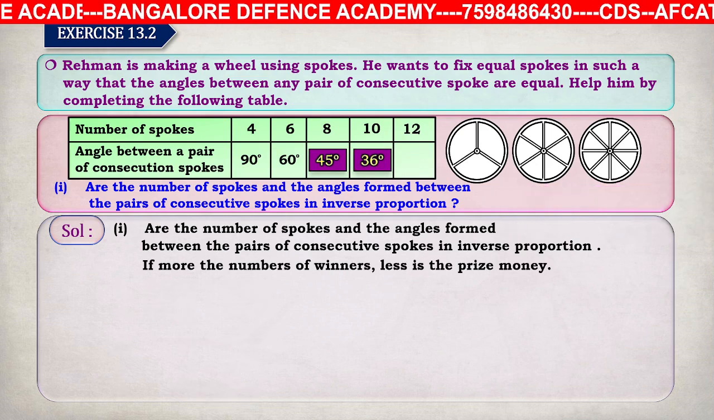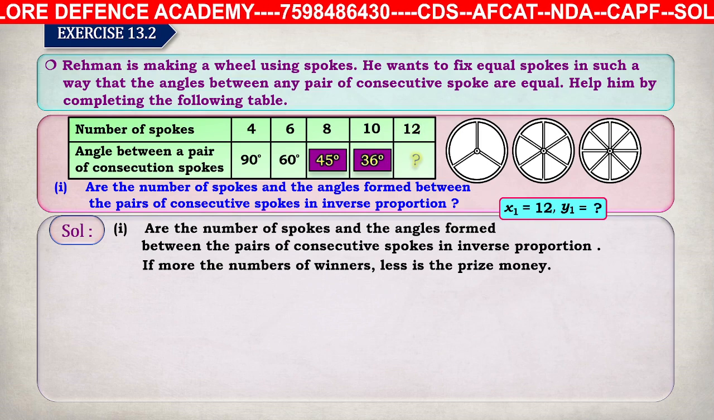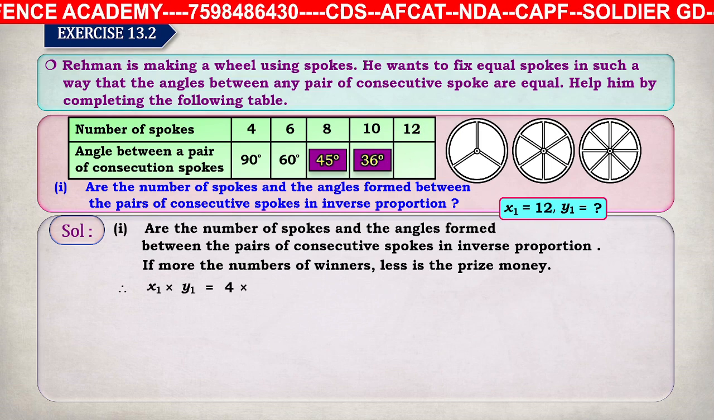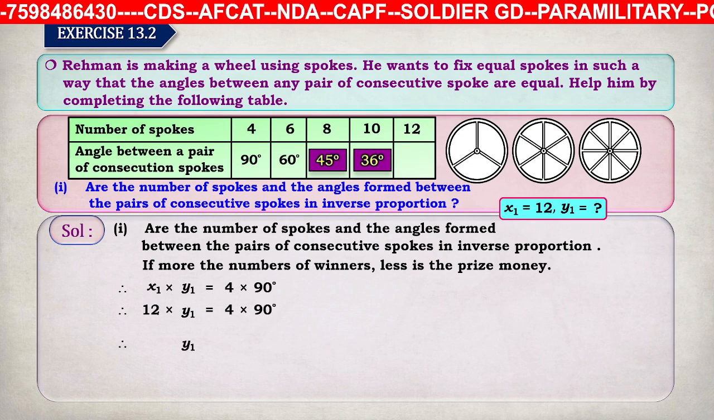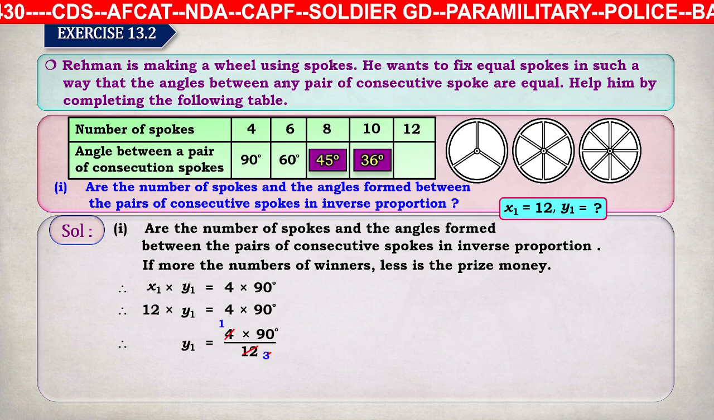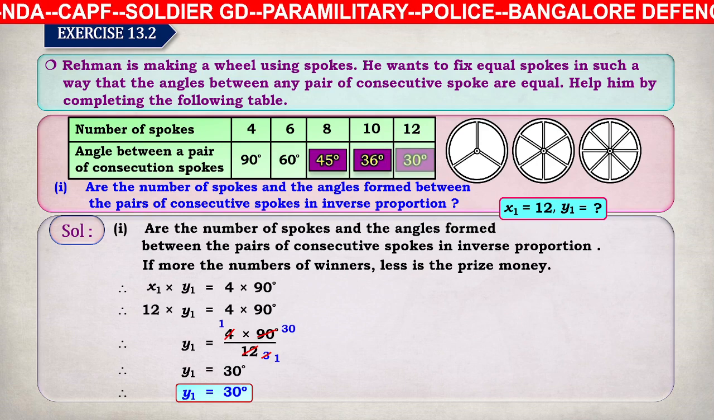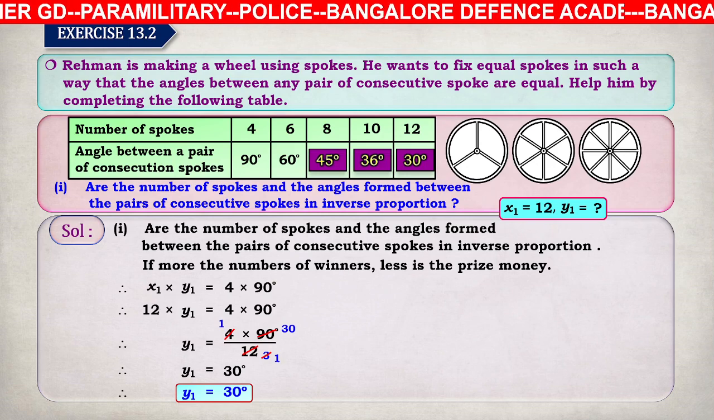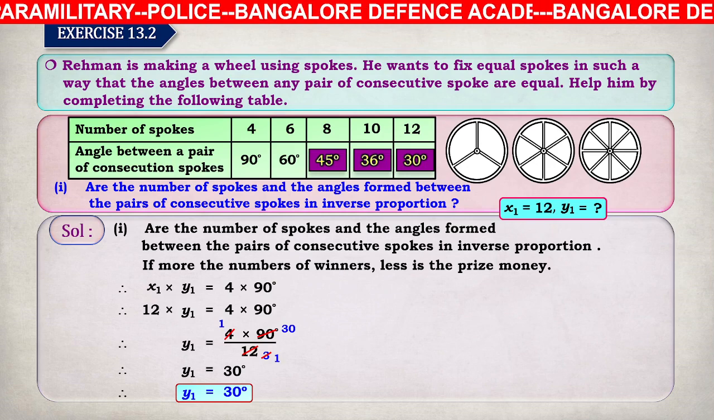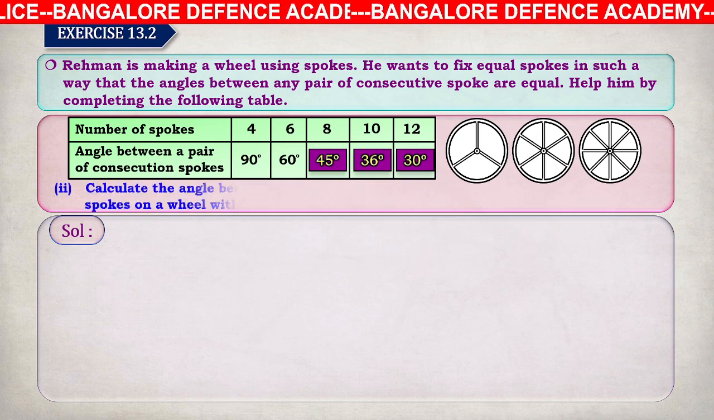Now here, if you see the last one, if you have 12 spokes, what would be the angle between two spokes? I'm going to multiply 12 into y1 is equal to 4 into 90. So the answer will be 30. So if there are 12 spokes, the angle between each spoke will be 30. Look at the tabular column now. One quantity is increasing, that is the number of spokes is increasing, and the angle is decreasing. So this is a case of inverse proportion.